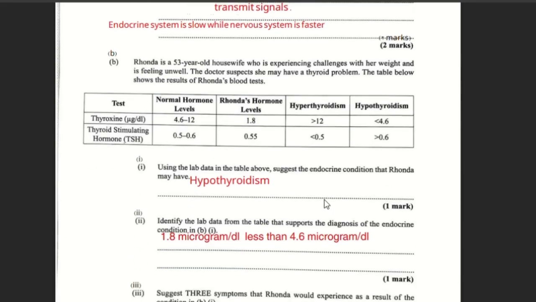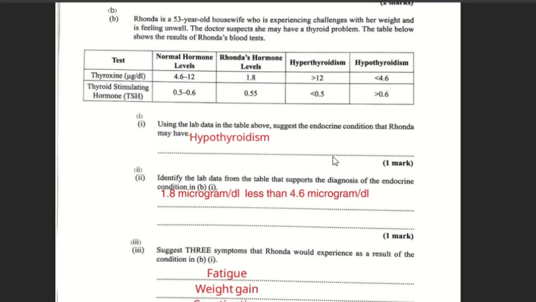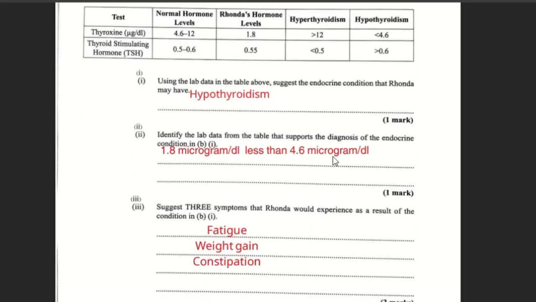So, anyways, next question. Rhonda is a 53-year-old wife who is experiencing challenges with her weight and is feeling unwell. The doctor suspects she might have a thyroid problem. The table before shows the results of Rhonda's blood tests. Based on the table, suggest the endocrine condition that Rhonda may have.